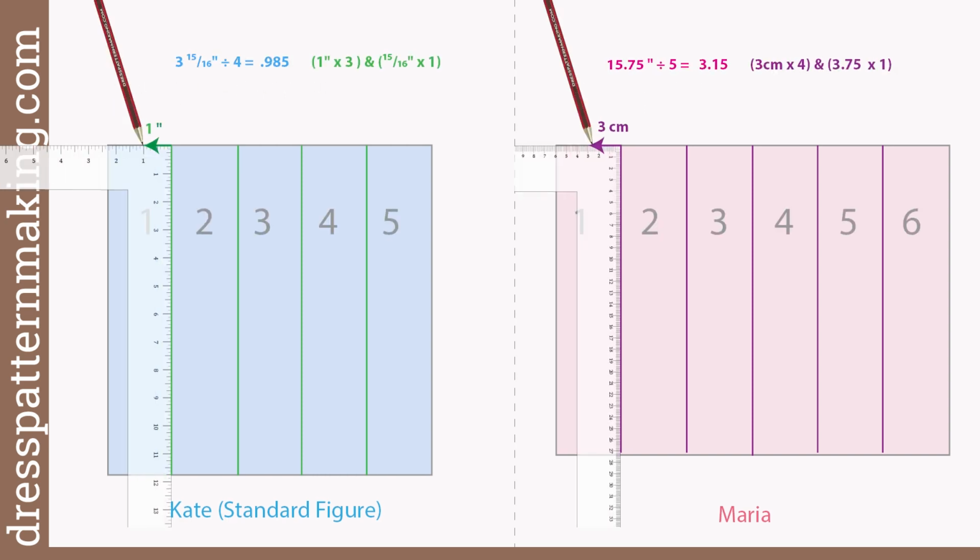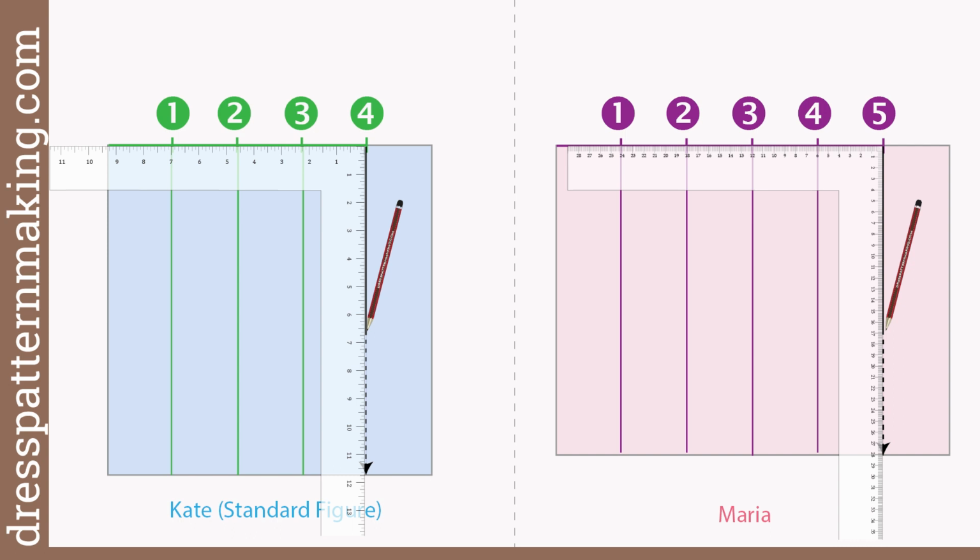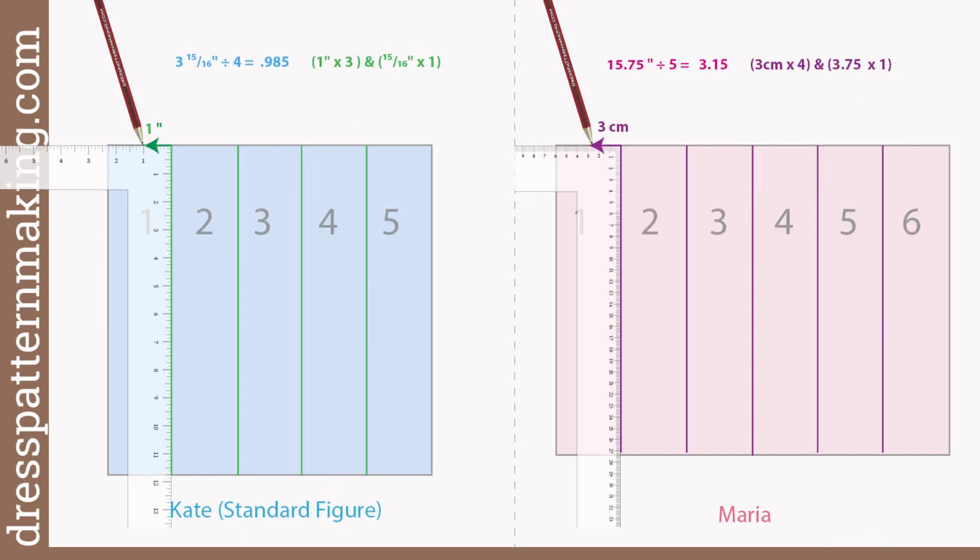So if I divide Kate's 3 15/16 of an inch by the 4 overlapping points, and remember that although the rectangle was divided by 5, as I showed you before, there are 4 points where the overlapping occurs. So if I do that division, it ends up with a number that's difficult to use. So you have to do a bit of problem solving. So in this case, I will use 1 inch 3 times, and then for the last one, I'll use 15/16 of an inch. So from the first panel line, I'll measure to the left for 1 inch and mark a point.